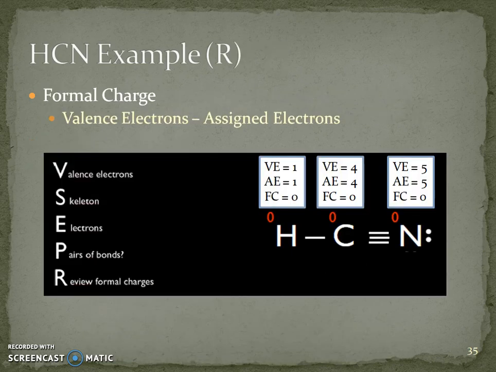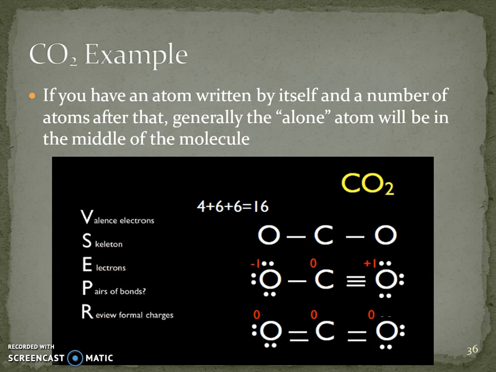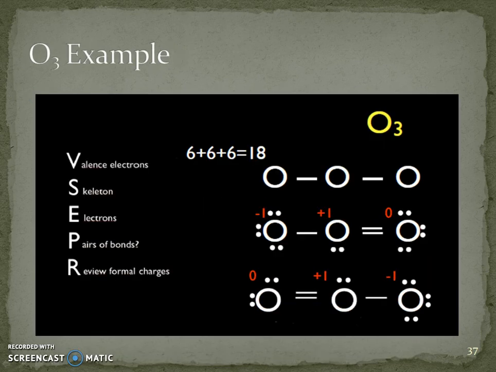So again, he kept going, then reviewing those formal charges. Remember, it's the valence electrons minus the actual electrons to give you that formal charge. And in this case, the formal charge is 0 on all three elements, so that means they're all very, very happy. He went through another example of carbon dioxide, ozone.